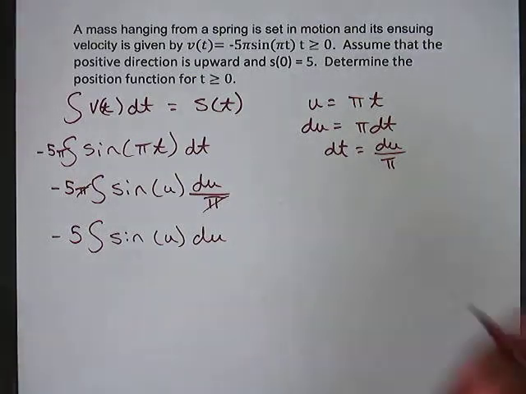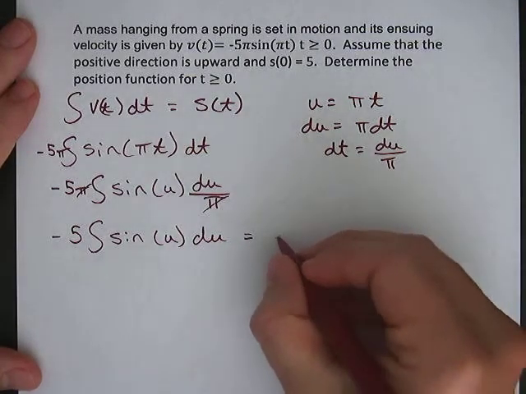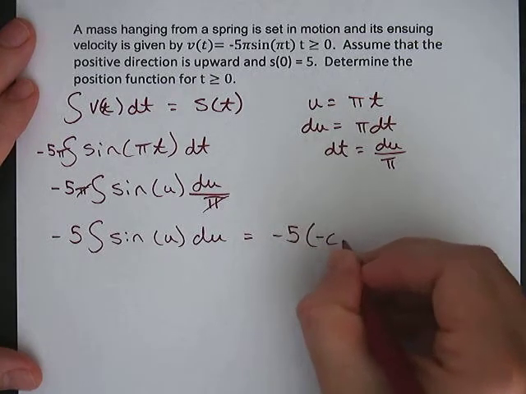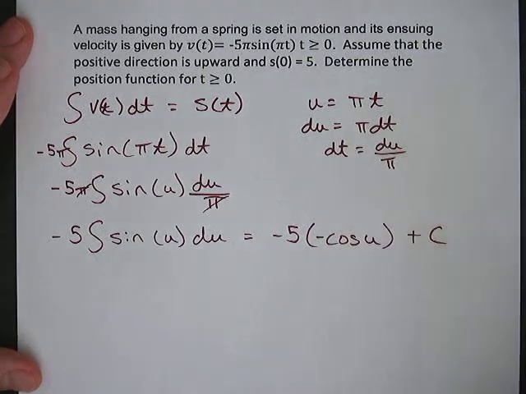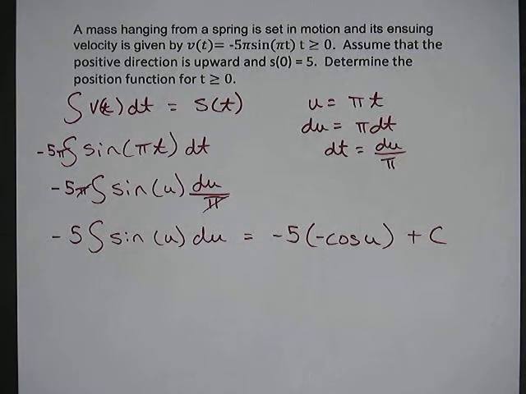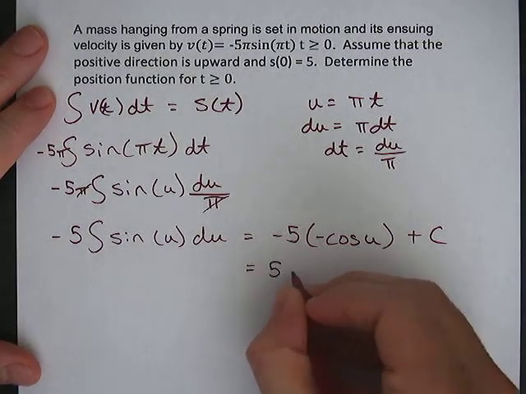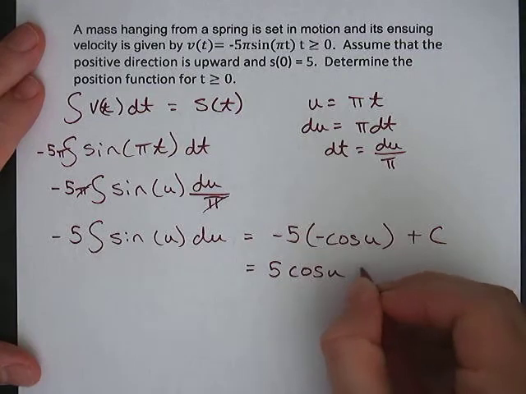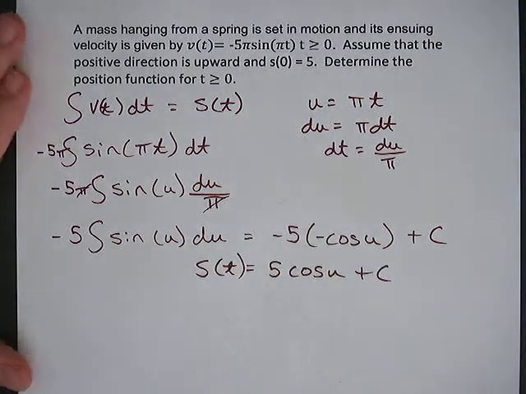Okay, so what is the integral of the sine function? Well, it's negative cosine, so we'll get negative 5 times negative cosine u. Don't forget plus c. We don't have limits of integration, so we have to put plus c on this problem. Notice the negative signs cancel out, so we get 5 cosine u plus c. That is almost your position function.